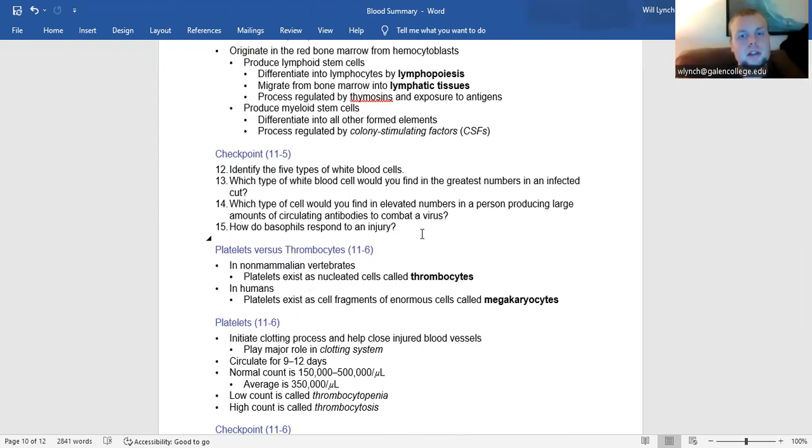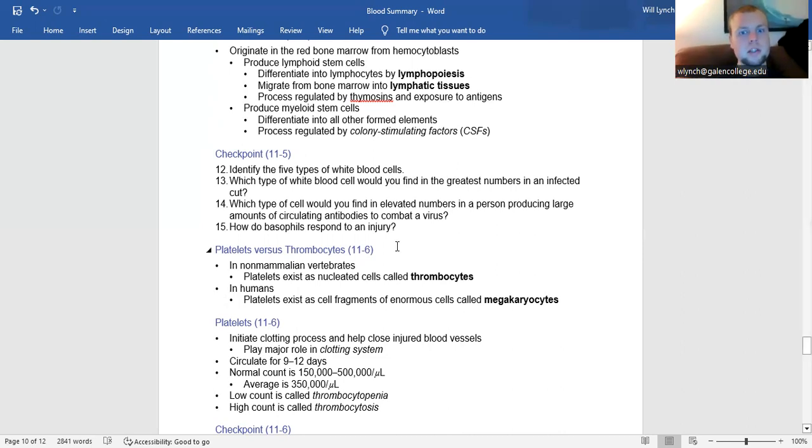What type of cell would you find elevated in a person with a large amount of circulating antibodies to combat a virus? Here you would have a large amount of B lymphocytes carrying around the antibodies for the antigen on the virus surface. And basophils respond to an injury by secreting heparin and histamine. All right.